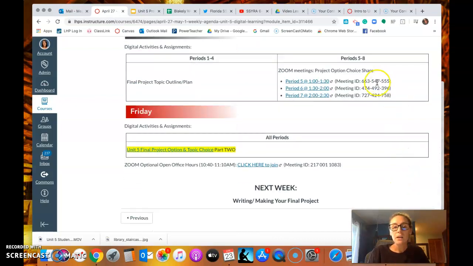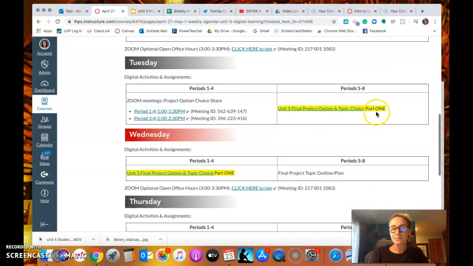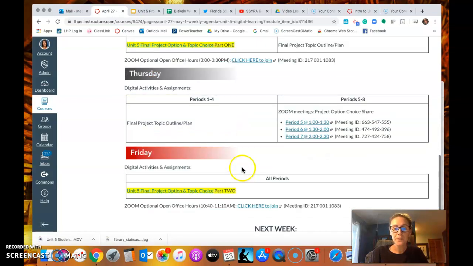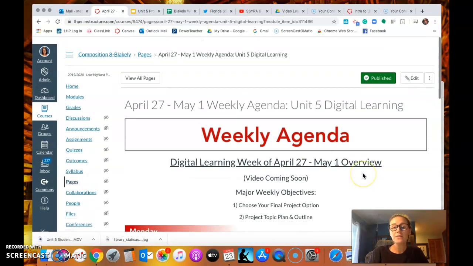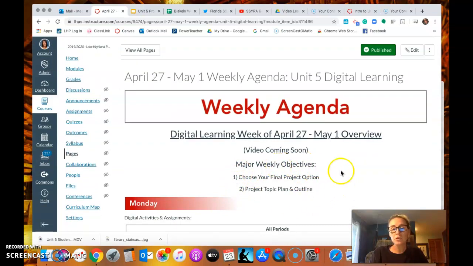And then at the end of the week, you guys are going to finish the Unit 5 project option discussion board. So it's got 2 parts. Part 1 is due here. Part 2 is due here, and that's it. Really, this week is all about choosing your final project option and then planning and outlining your project. Next week, it's time to start writing.